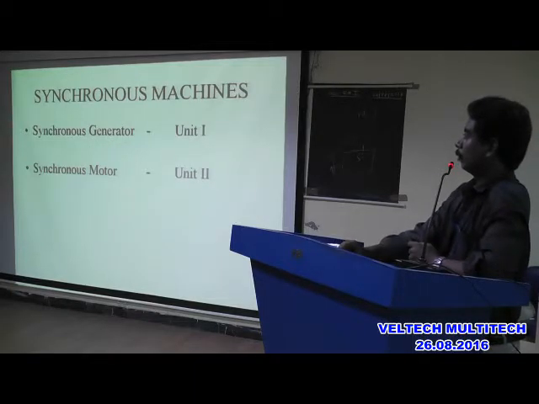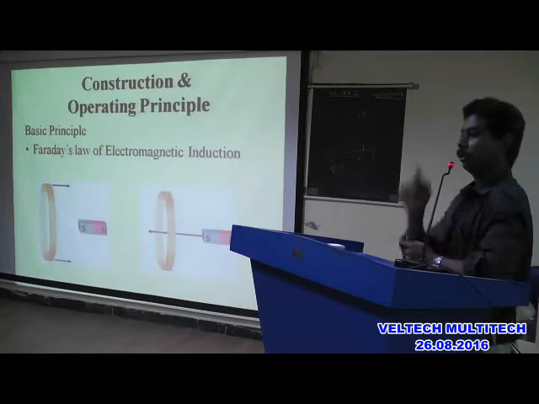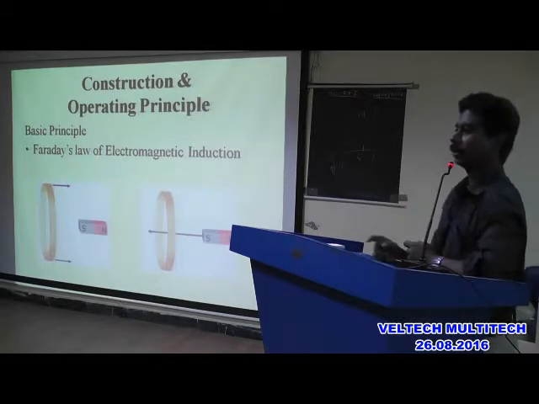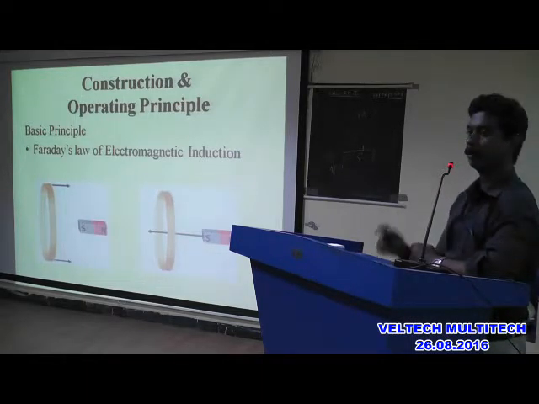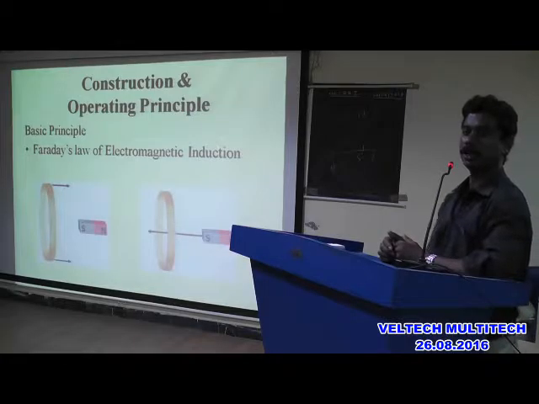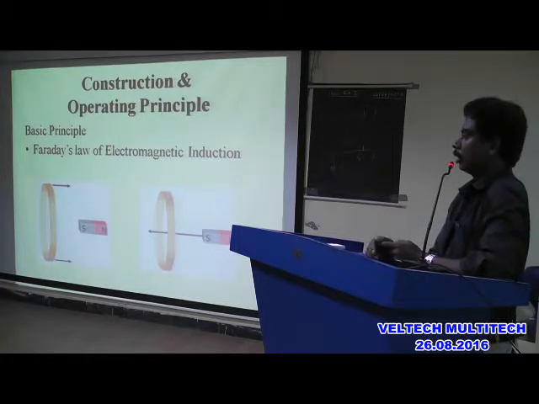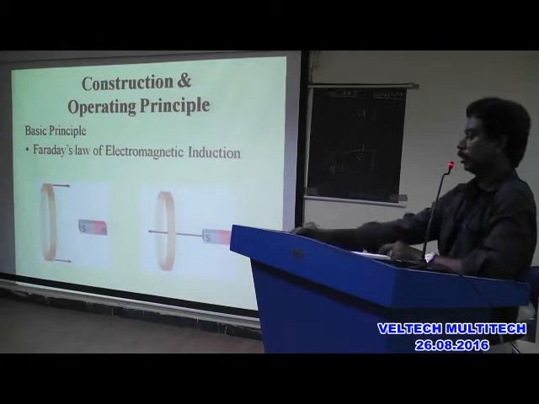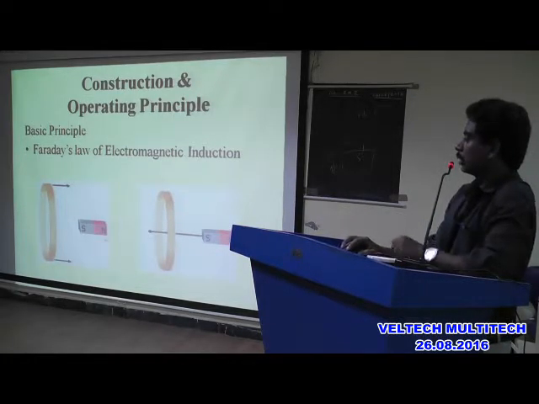Okay. So here we can enter into the machines. You know the basics of the DC generator. In a DC generator, the armature is supposed to be the rotating part. But in an AC generator, there is no restriction. Either the field can be rotating or the armature can be rotating. So based on that, there are two types. Here you can see the magnet, that is the flux, is stationary and the conductor is moving.